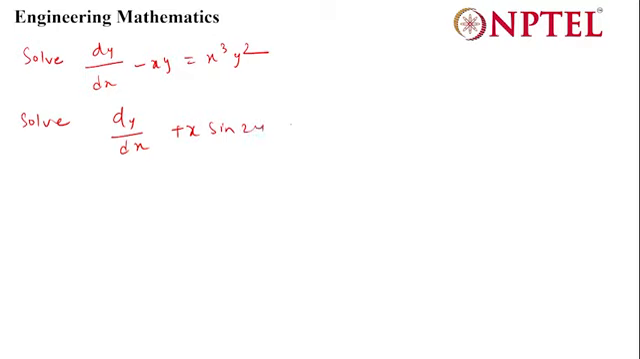Okay, I'm giving two equations for you to do as homework, and then we will move on to the next type. First equation: solve dy by dx minus xy is equal to x cube y square. Second, solve dy by dx plus x sin 2y is equal to x cube cos square y. Okay, solve these two equations and get the solution.